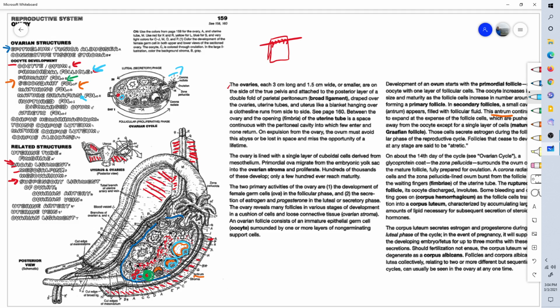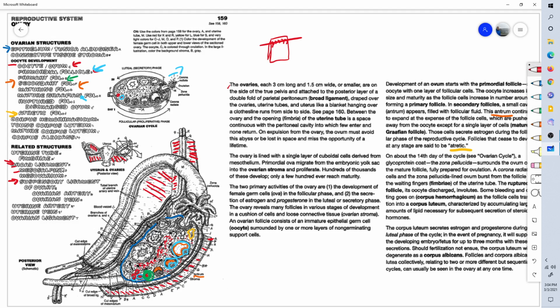Some eggs and follicular cells don't make it past this stage and they die off, and they're called atretic right here. And this is an example of an atretic follicle that has sort of died off and didn't make the cut, and it was not going to be discharged from the ovary, called an atretic follicle.